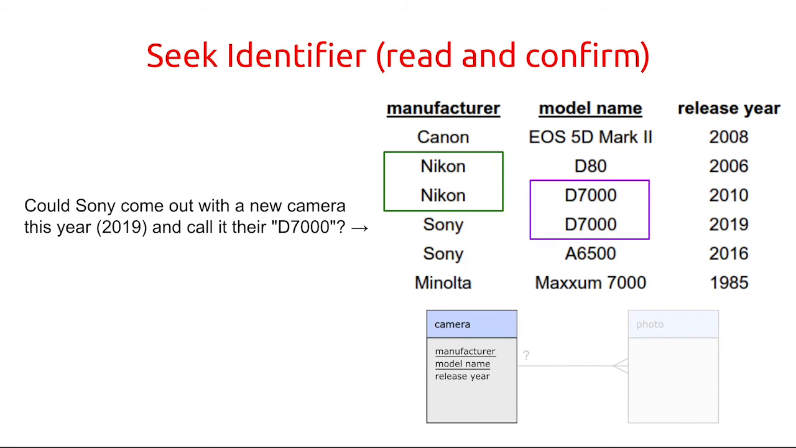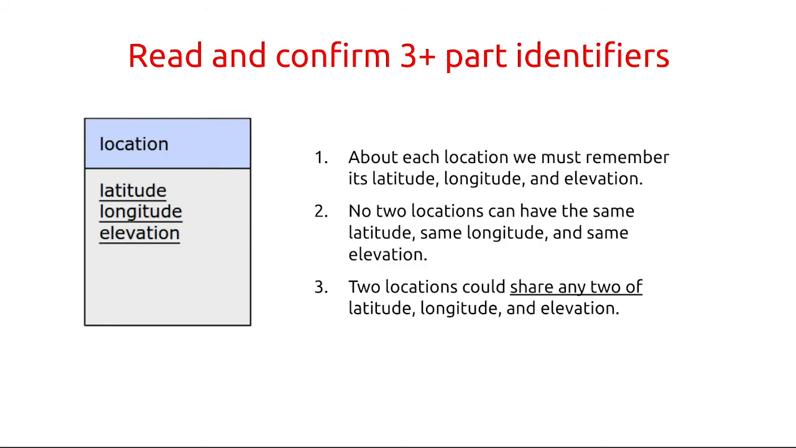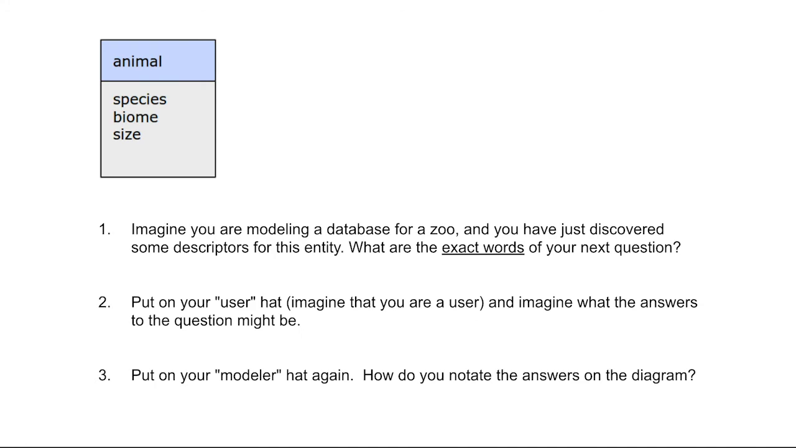From here, there are whole other process steps we can take to verify a complex identifier. We'll get into this more in future material. For future reference, how do we read identifiers with 3 or more descriptors? You can still do it in 3 sentences like this. About each location, we must remember its latitude, longitude, and elevation. No two locations can have the same latitude, longitude, and same elevation. Two locations could share any two of latitude, longitude, and elevation. Now check your understanding.